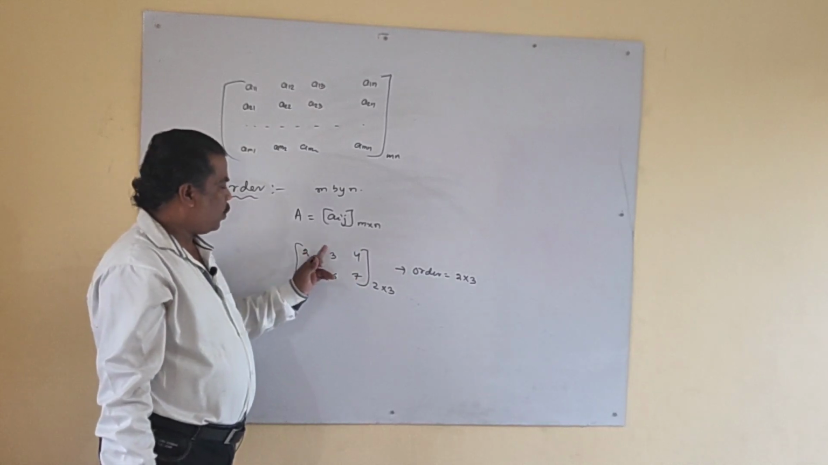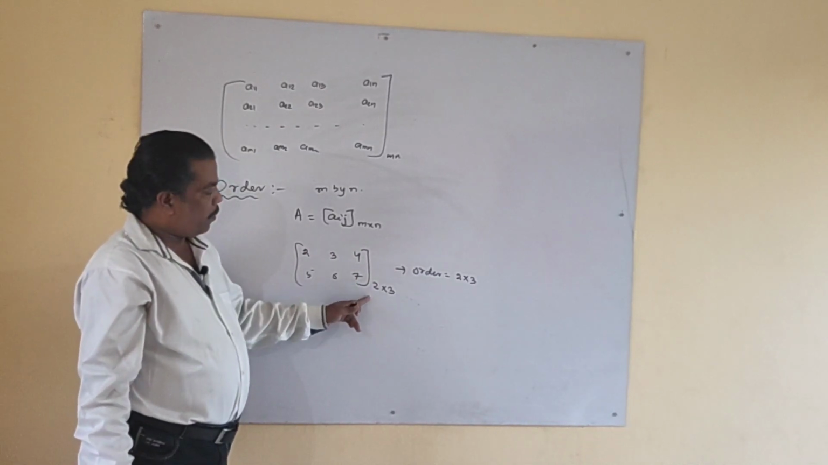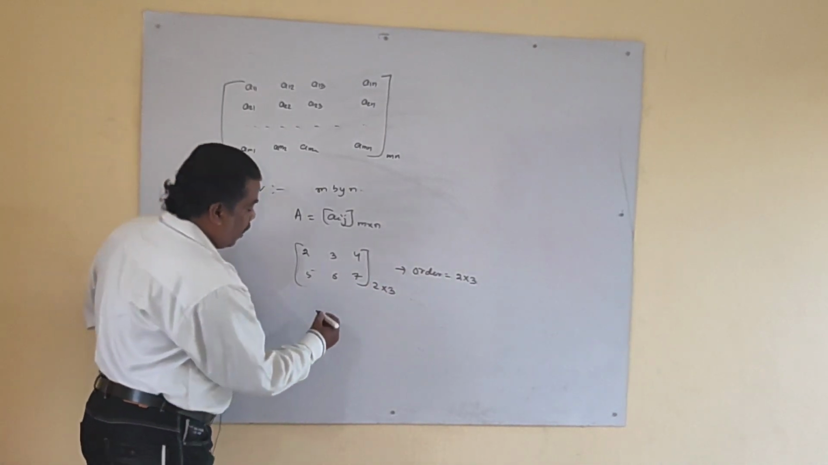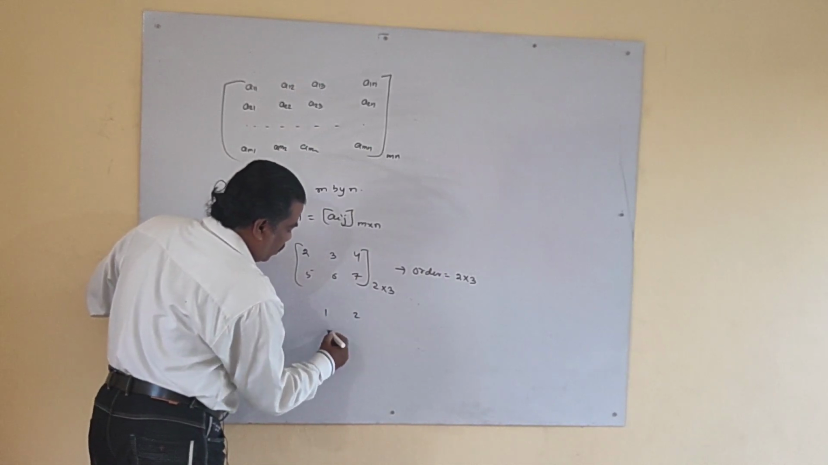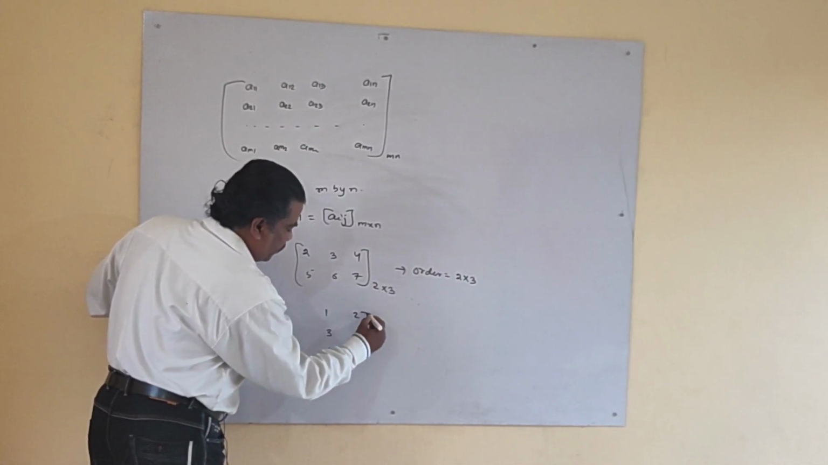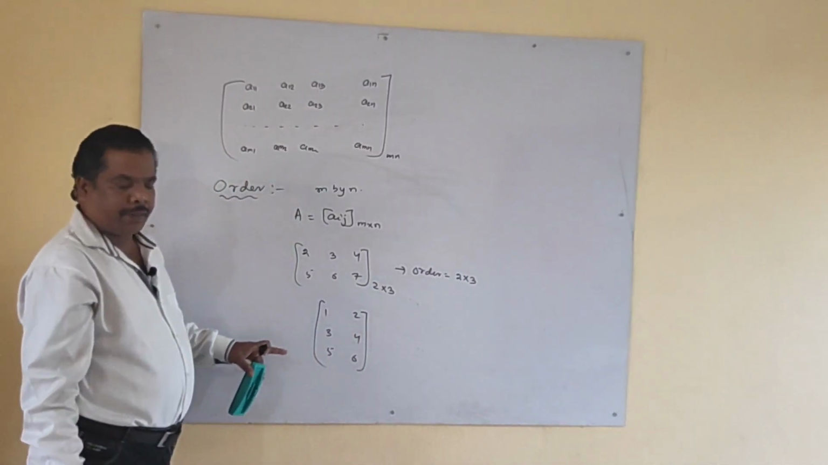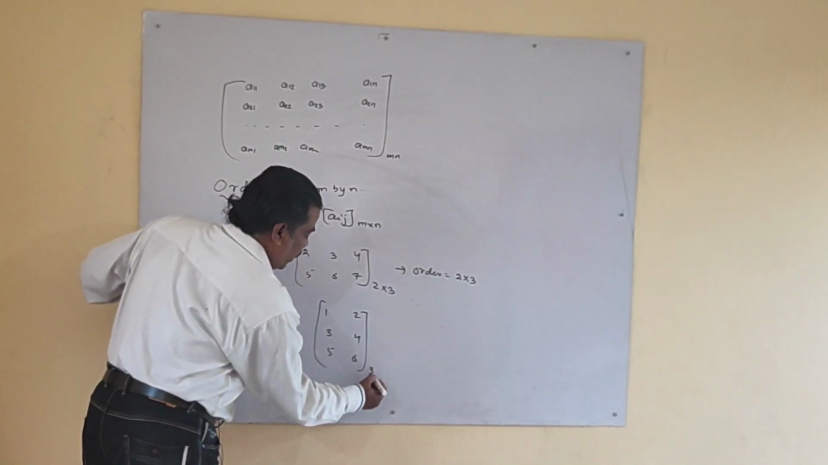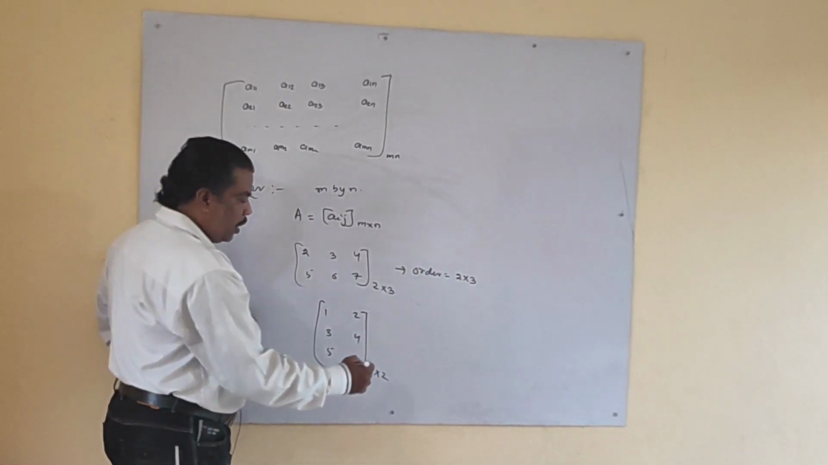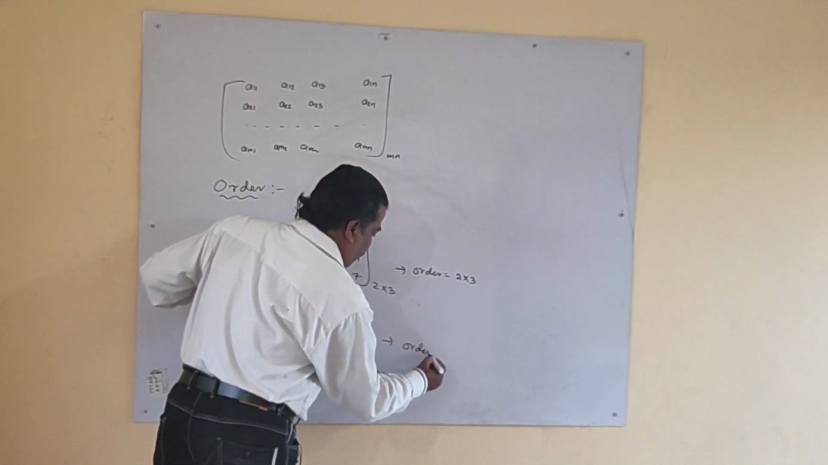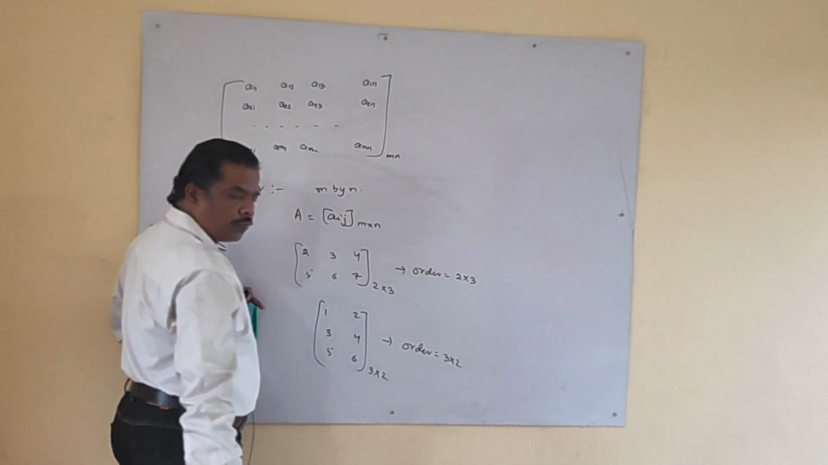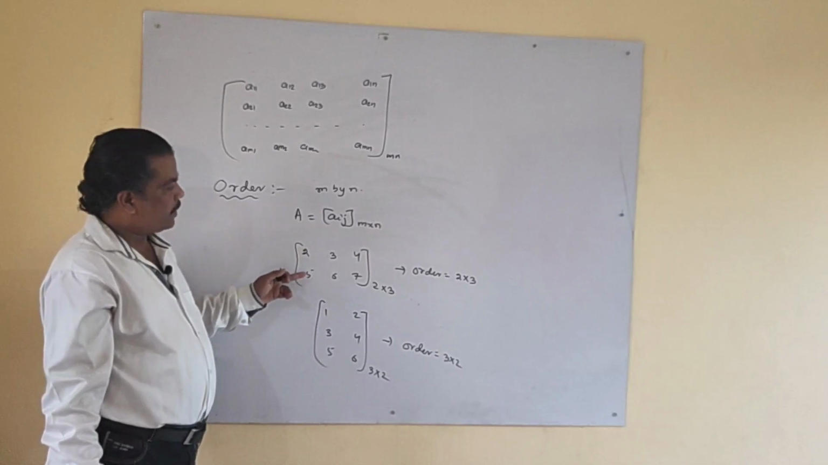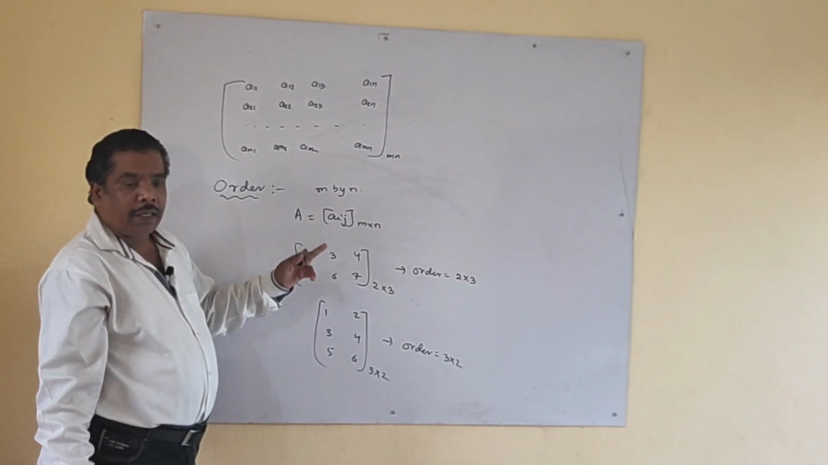This means it has 2 rows and 3 columns. A 2 by 3 matrix contains 6 elements. Now I write 1, 2, 3, 4, 5, 6. Here this matrix has 3 rows and 2 columns. So the order of the matrix is 3 into 2. So the order of a matrix is nothing else but the number of rows and columns.